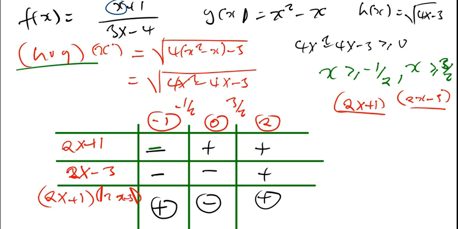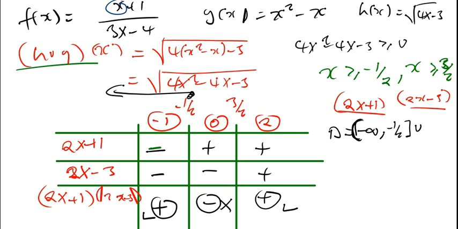This is greater than. So if it's greater than or equal to, then we are going to get the positive part. This part and this part, and that part is not the answer. So the domain in this case, we are starting from negative infinity, not included, all the way to negative half, included, union, I jump from 3 over 2 all the way to infinity. That is the domain.